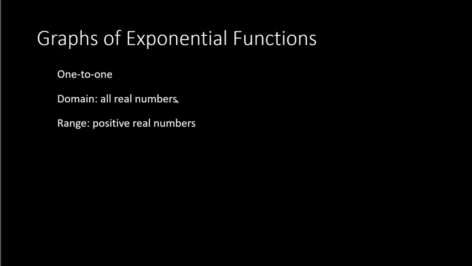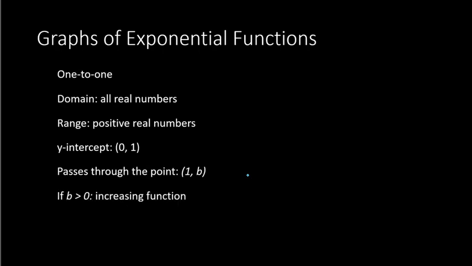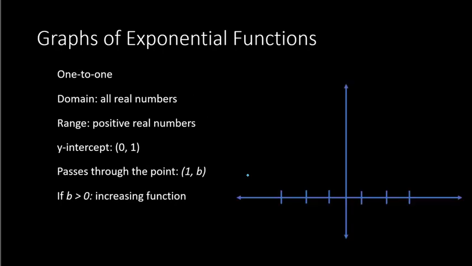And then the general form of an exponential function, you would have the y-intercept at the point 0, 1, and it's going to pass through the point 1, comma, b. And if b is bigger than 1, so say you have like 2 to the x power or 3 to the x power, it's going to be an increasing function. Now putting this all together in a graph, what that's going to look like is something like this.